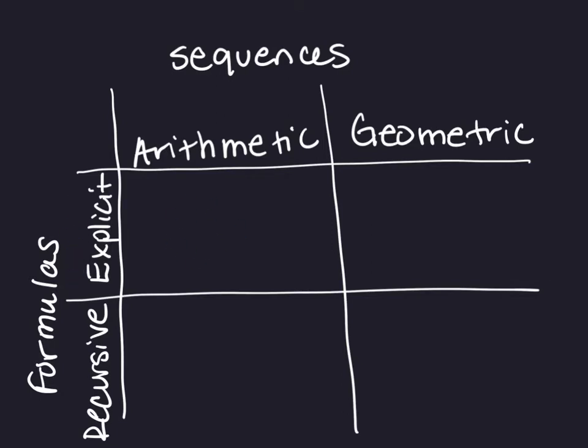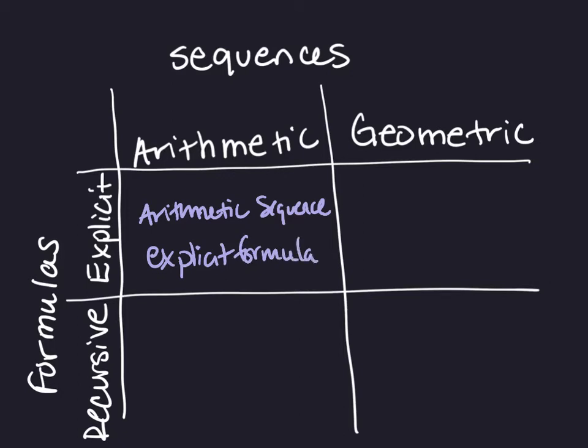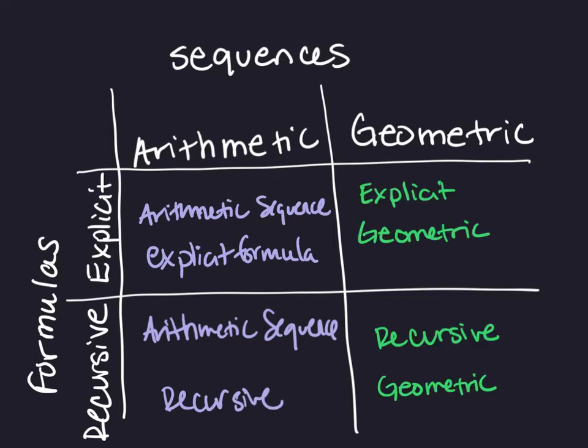So here, what we would have is an arithmetic sequence explicit formula. Here we'd have an arithmetic sequence, but a recursive formula. And then of course we can have explicit geometric and recursive geometric. Eventually we're going to fill these in with actual examples, so I might not fill it in with this text here. But just so you have an idea, this is where we're going this week.